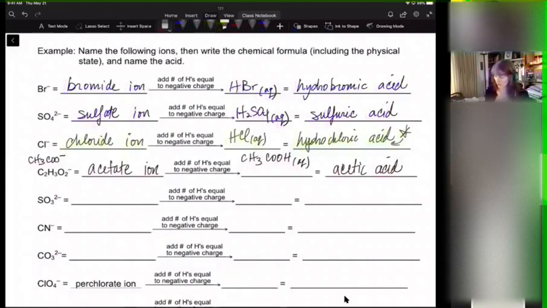Hydrochloric acid is found in the stomach. Lemons contain citric acid, like a citrus fruit. Acetic acid is found in vinegar, but that's correct. Vinegar is acetic acid. So in our convention, we might write the H in front, and then we have our C2H3O2, aqueous.